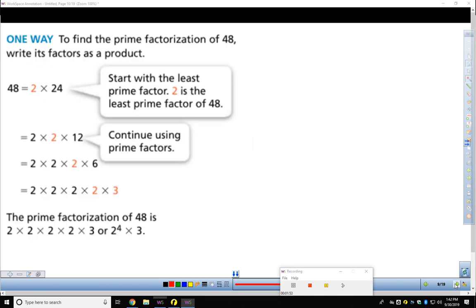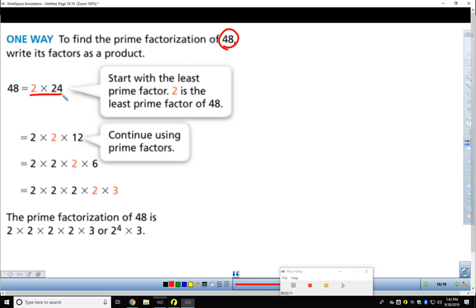So essentially what you want to do is take a composite number, like 48, and break it down until you only have prime numbers left. In this example, they start by taking 48 and breaking it into 2 times 24. We know that we could start with 2 because it's an even number, and oftentimes that's a great place to start. If it's an even number, maybe start with 2.